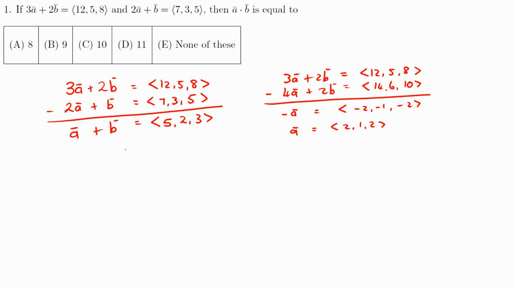If we try to work out B, it's just 5 minus 2, which is 3. 2 minus 1 is 1. And then 3 minus 2 is 1. So if I multiply these two with a dot product, then it would be 3 times 2, which is 6, plus 1 times 1, plus 1 times 2. And this will be 9. So the correct answer is B.